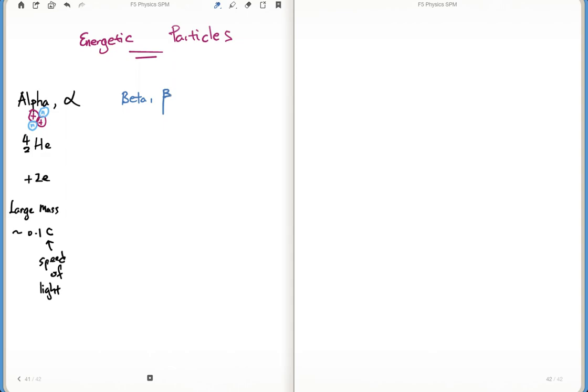Alpha, the second one is called beta. Beta is actually 0, minus 1. It's actually an electron, so this is not a proton. A proton is plus; this minus 1 is an electron. So it's actually a radiation. It's an electron moving relatively fast.